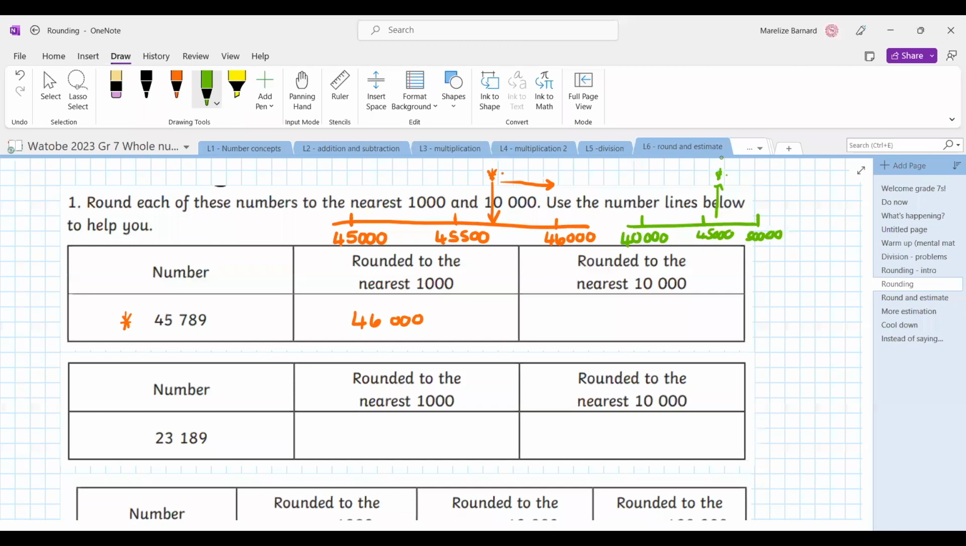So where are we going to go? We're not going to go back to 40,000. We're going to go to 50,000. And does my answer make sense? I'm asked to round to the nearest 10,000. So my answer must be a multiple of 10,000. Ah, it's 50,000. I think I'm right. Okay.